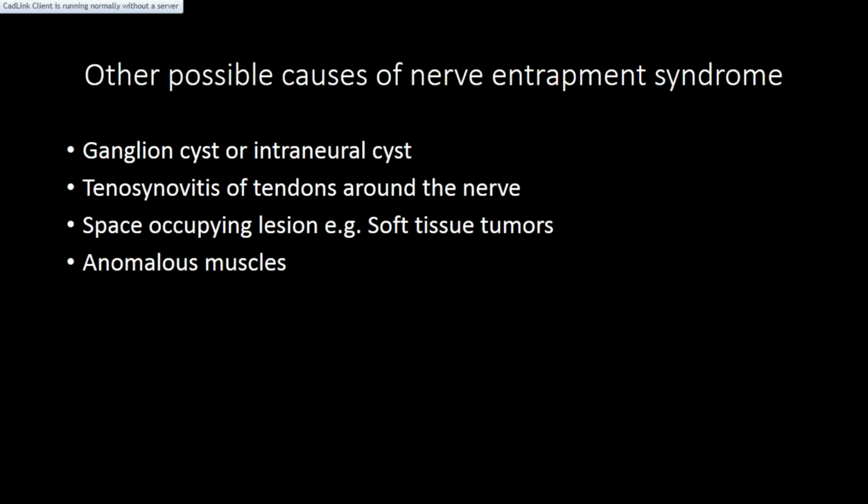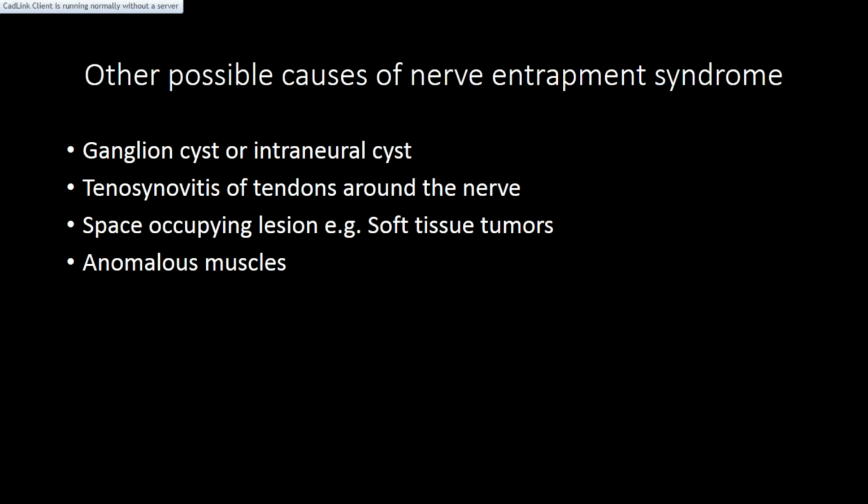So other possible causes of nerve entrapment can be ganglion cyst or intraneural cyst, or tenosynovitis of the tendons around the nerves. There are a lot of structures traveling along the nerve, and if there is any inflammation of those tendons, or any soft tissue mass or cystic structure arising from them, that can compromise the space and cause entrapment of the nerve. That would be secondary compromise of the nerve.